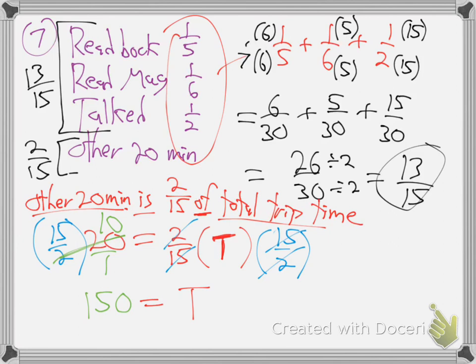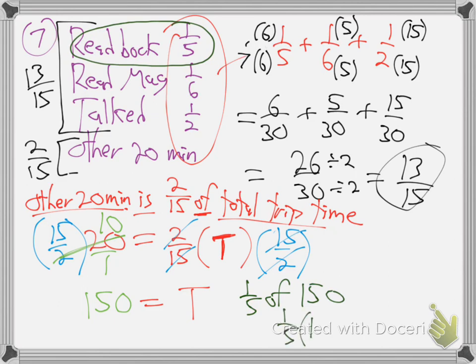What are we going to do? Yeah, because she read the book for 1/5 of the total time. So 1/5 of the 150, huh? 1/5 times the 150, which is 30 minutes. She read the book for 30 minutes.